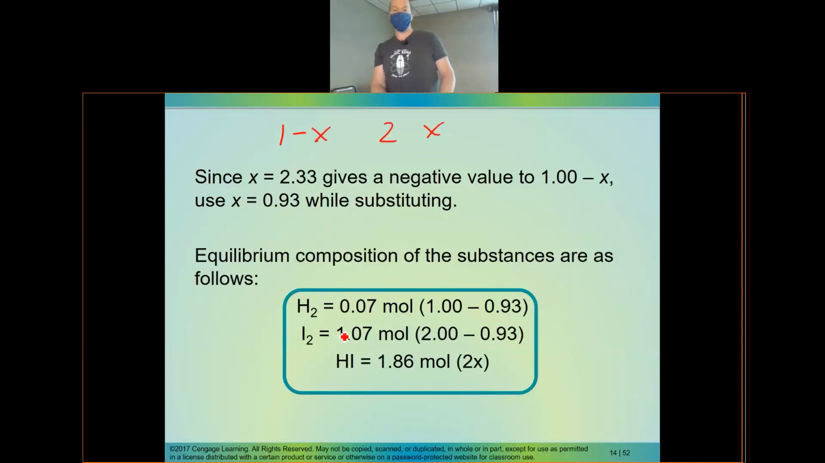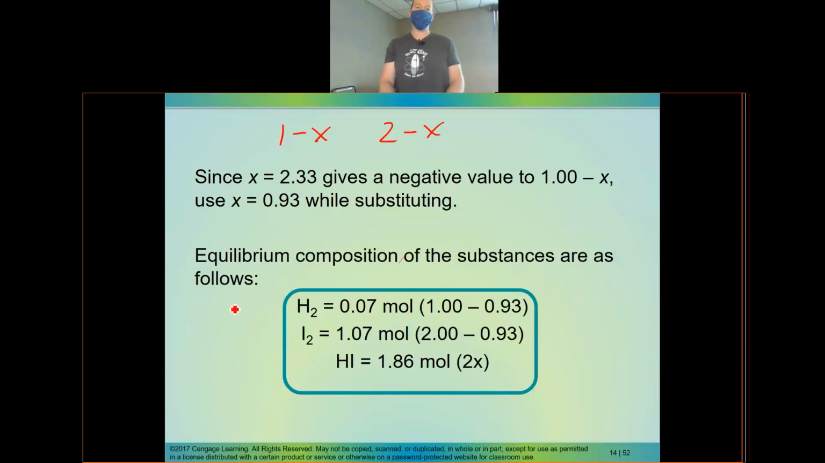For our concentrations of H2 and I2, if you take your 2.33, 1 minus 2.33 is a negative concentration. You can never have a negative concentration. 2 minus 2.33 is also a negative concentration. So your 2.33 answer is an invalid answer. It cannot be the correct answer.